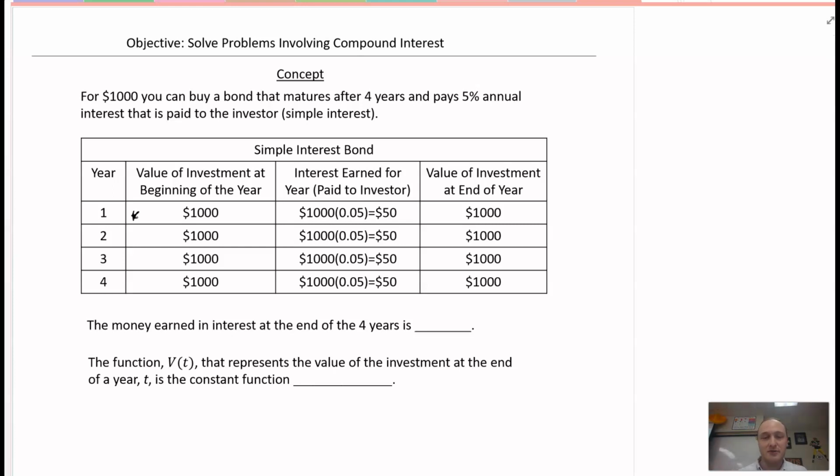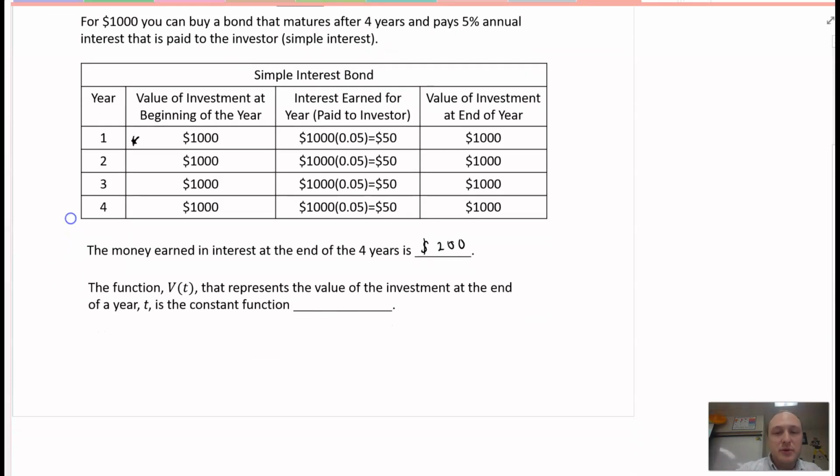Now, the value of the account at the end of that 1 year is still $1,000. And we can go through this every single year. So for every single year, $50 is paid out to the investor. The interest accrued at the end of those 4 years would be $200. So the function for the value of the account, V of t, would be a constant function, because V of t is just constantly $1,000, regardless of what it is.